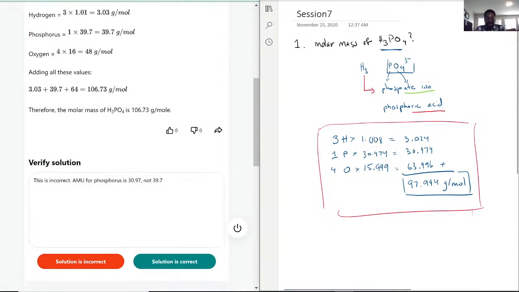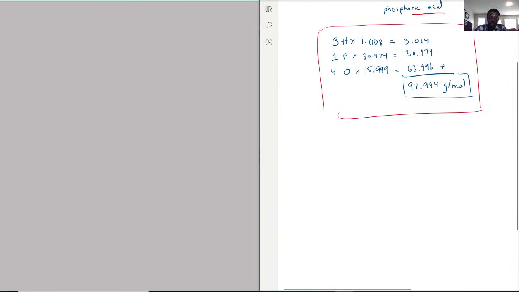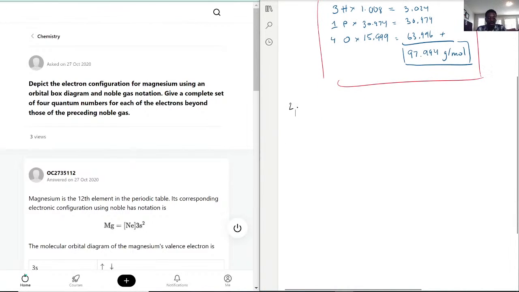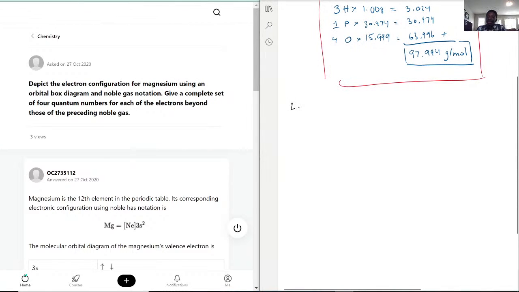So with that, we're good to move on. Let's see what question 2 has for us today. Depict the electron configuration for magnesium using an orbital box diagram and noble gas notation. Give a complete set of 4 quantum numbers for each of the electrons beyond those of the preceding noble gas. Wow. That's definitely a lot.